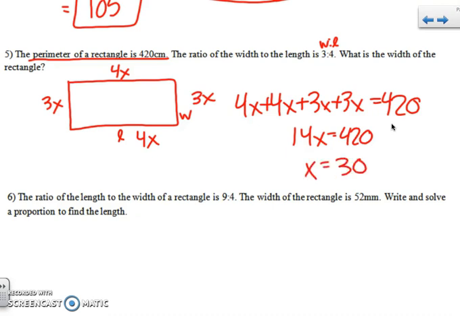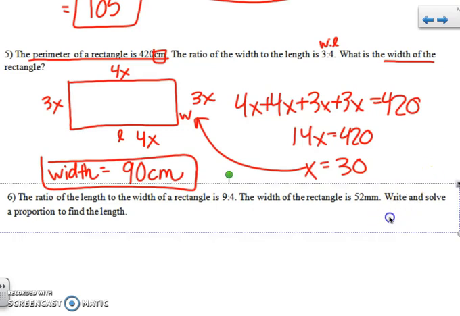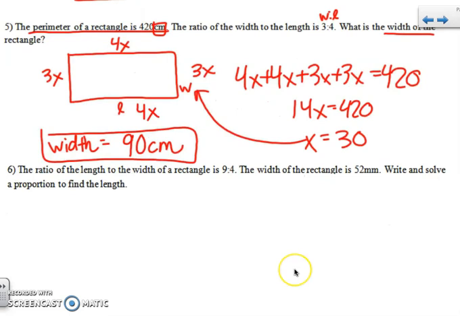Okay, not done because it wants to know the width, so I do need to plug it back up in here. So 3 times 30 is 90. So 90, and now my units are centimeters. So my width is 90 centimeters. Okay? All right. One more problem and then we are done. Okay. Why don't you actually try this one on your own? It's a little bit trickier, but why don't you get a head start on me and try it, okay?